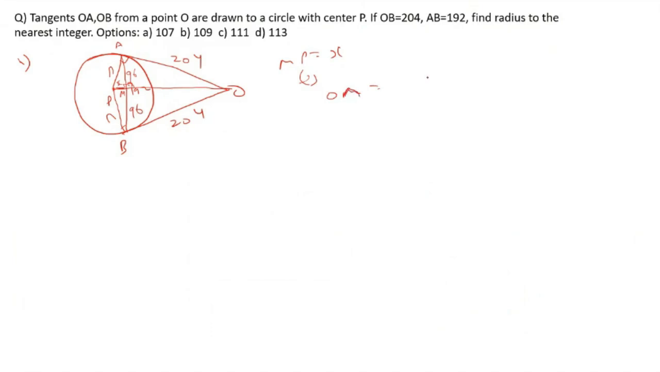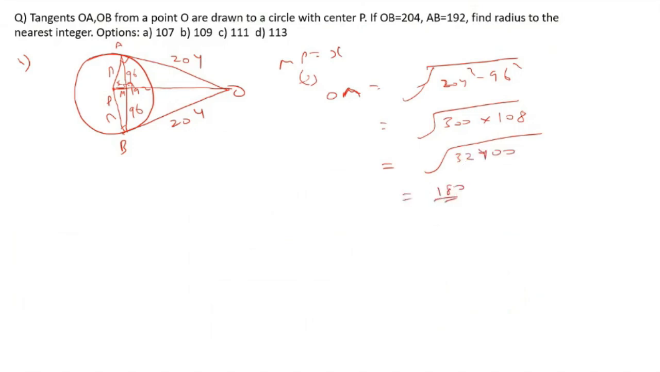So OM will be equal to root over 204 square minus 96 square. This is basically root over 204 plus 96, which is 300, into 204 minus 96, which is 108. So this will be 108 into 3 is 324, 324 is 18 square, so this will be 180. So OM we know is 180. Done. If I can find out OP and subtract 180 from that, I should be able to get this. So in this triangle AMO, we know all three sides now. This is 204, this is 96, this is 180.